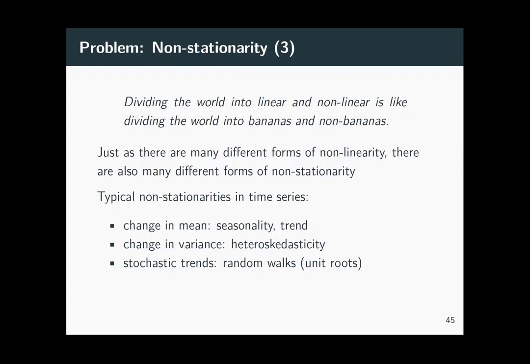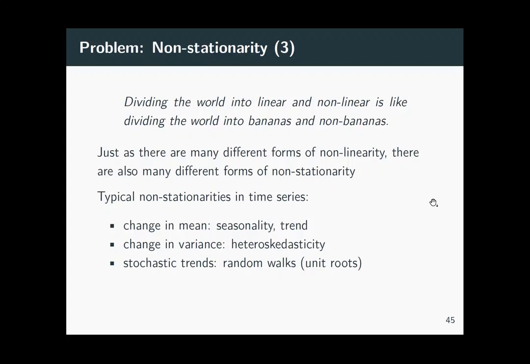It's a math joke, so I'm not sure how funny it really is. There's this joke that dividing the world into linear and non-linear is a bit like dividing the world into bananas and non-bananas, because there are so many different forms of non-linearity. Linear is a very clear-cut concept; non-linear is just everything else. For stationarity it's the same thing. It's quite obvious what stationarity is: the distribution doesn't change over time. But there can be so many different ways of non-stationarity.